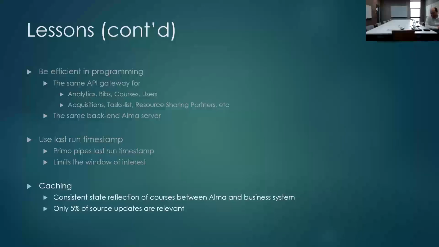Caching was a very important implementation, which came after we switched over to production. We actually reduced the amount of work down to 5% of the number of updates that are of interest to us. So that was a pretty good improvement in overall performance.